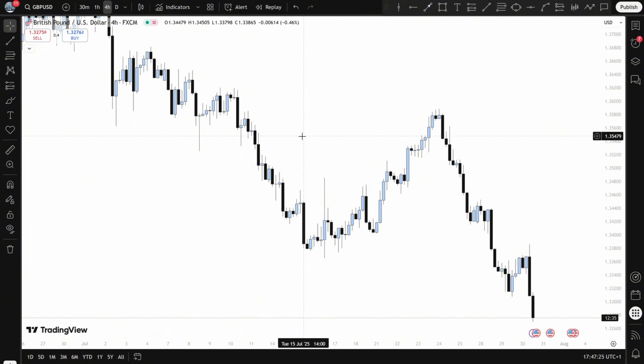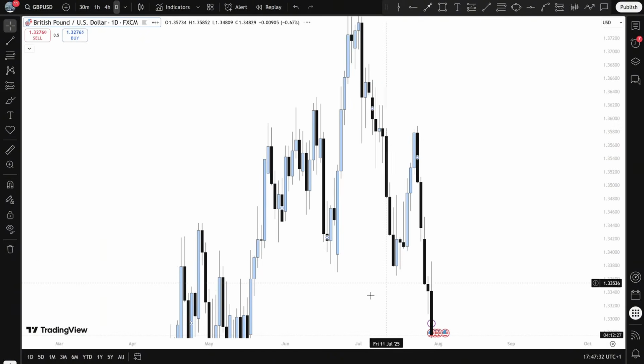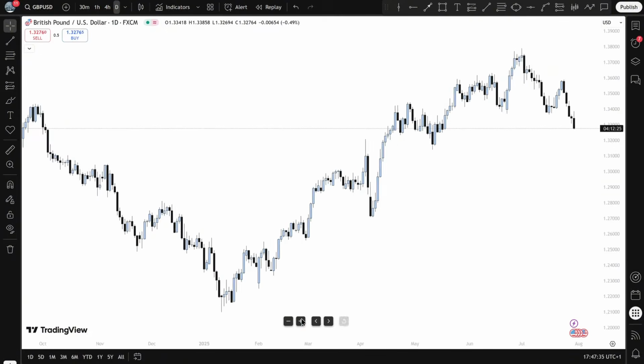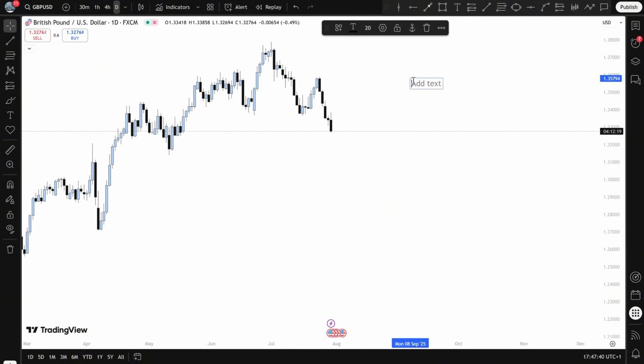The first thing you need to do with this strategy, or whenever it comes to top-down analysis, is to go to the daily time frame. So this is the daily time frame on the GBP USD currency market. We are going to be using 4 time frames: the daily TF, the H4 TF, the H1 TF, and also the M30 TF, just like this.